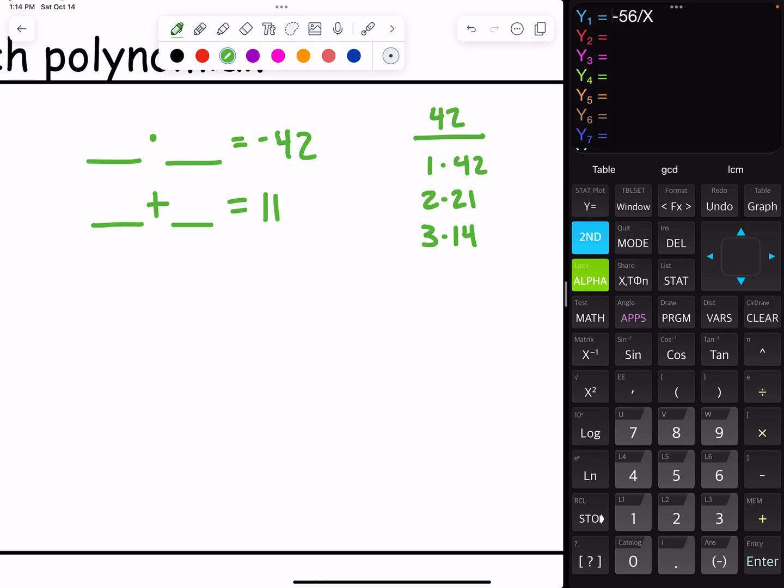So if I go to y equals and I want factors of 42, I could either use 42 or negative 42, but we can figure out our signs in just a minute. So I'm just going to type 42 divided by x and then do second graph to bring up my table of values. So see, I've got 1 times 42, 2 times 21. They're just listed in your table. 3 times 14. Skip over the decimals. And then we have 6 times 7. And then 7 times 6. So then it starts to repeat itself.